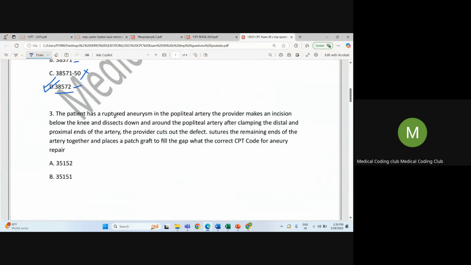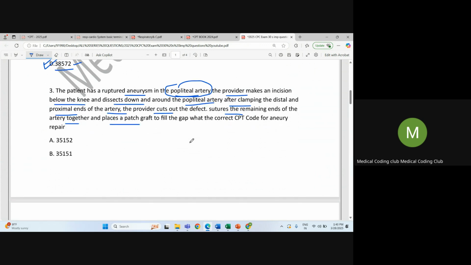The patient has a ruptured aneurysm in the popliteal artery. The provider makes an incision below the knee and dissects down around the popliteal artery after clamping the distal and proximal ends of the artery. The provider cuts out the defect, sutures the remaining ends of the artery together and places the patch graft. So here the artery name is important. You just have to check ruptured aneurysm for this particular artery. So let's see what is the answer.